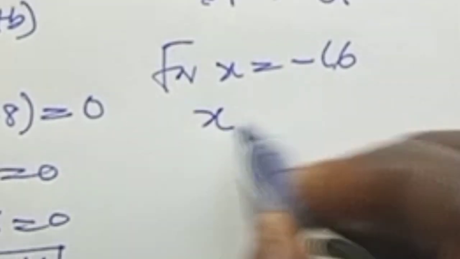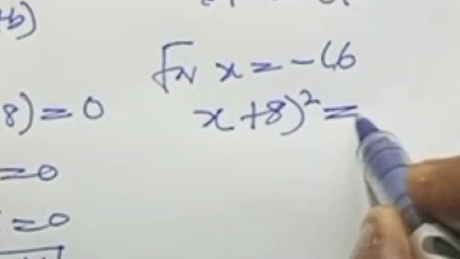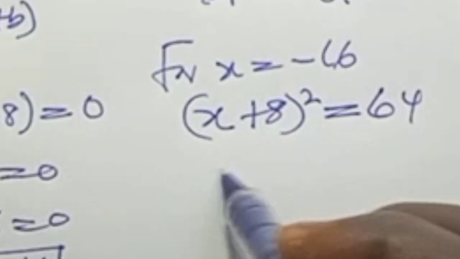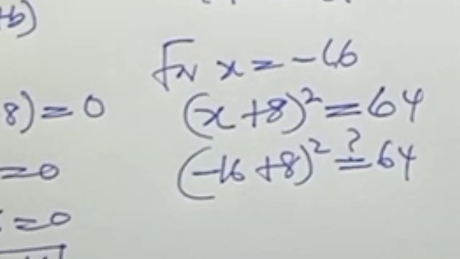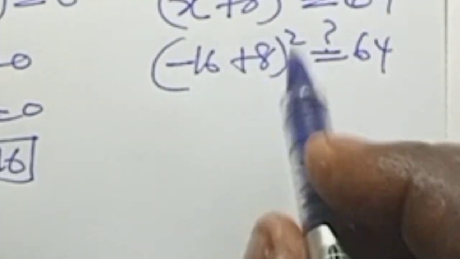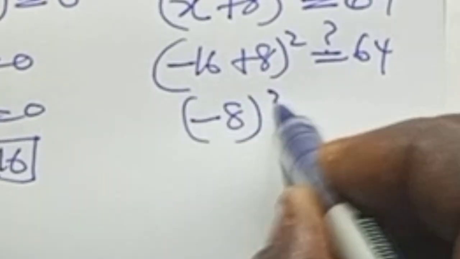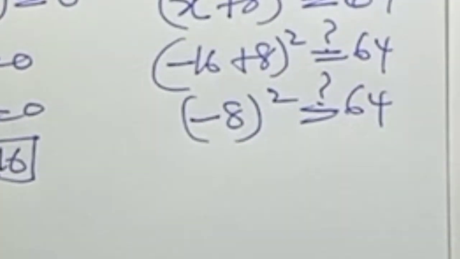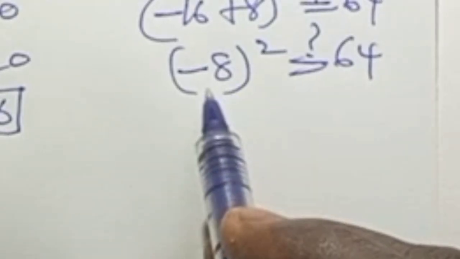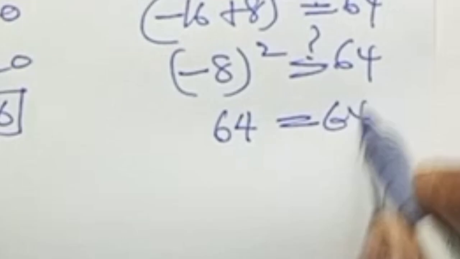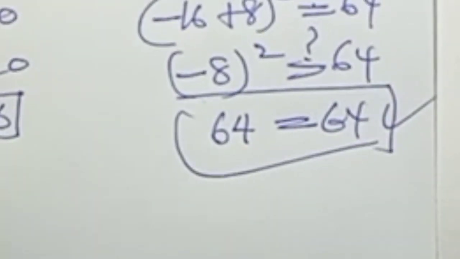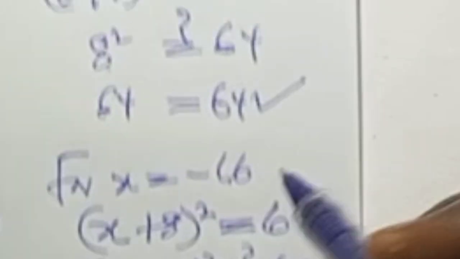And for the second value of x, which is x equals −16, (x + 8)² equal to 64. So (−16 + 8)², can it be equal to 64? And like we know, −16 + 8, that is −8, and (−8)², can this be equal to 64? And (−8)² is 64, which is equal to 64. This is also true for x equals −16.